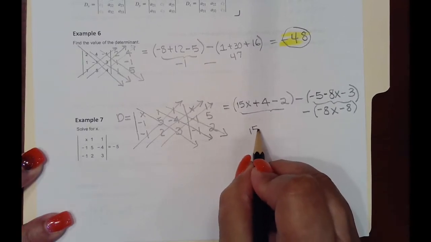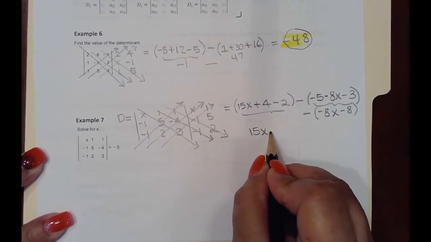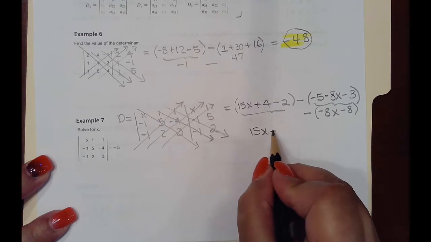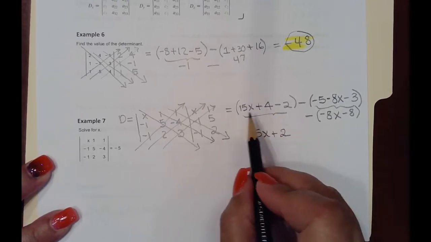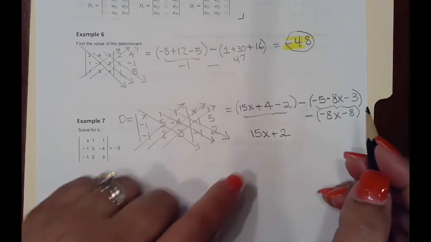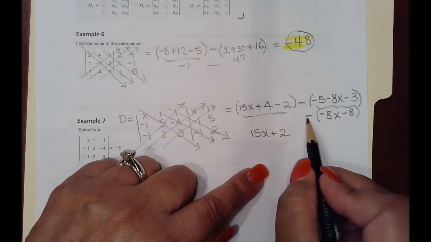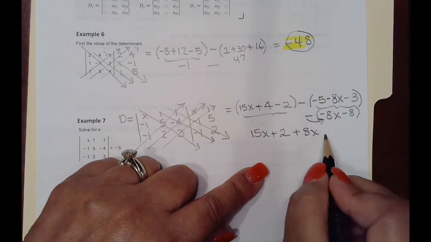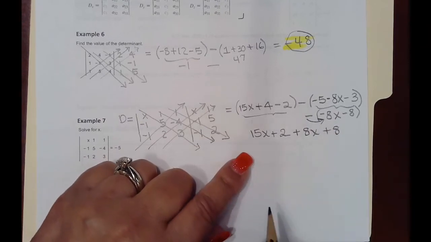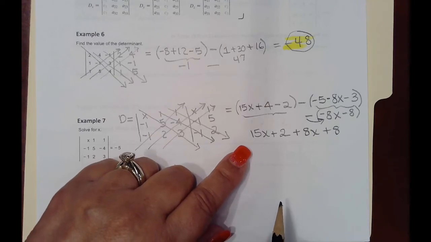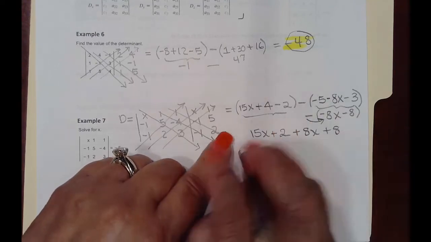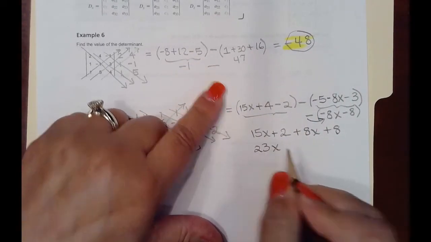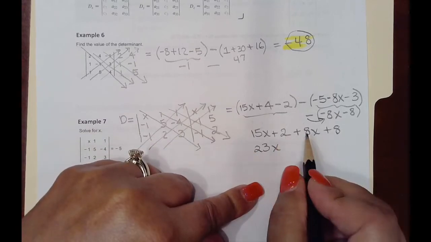So this was 15x. Let's see, what did I have there? But anyway, I think I had a +2. I don't know if I wrote it wrong or not, but it's 15x plus 2. So 15x plus 4 minus 2 is 15x plus 2. And then when you bring this down, it's opposite of -8x, which is positive 8x. And then opposite of -8 is positive 8. Keep going with that, and you end up with 23x. So 23x when you combine all the x's, and then 2 plus 8 is 10.